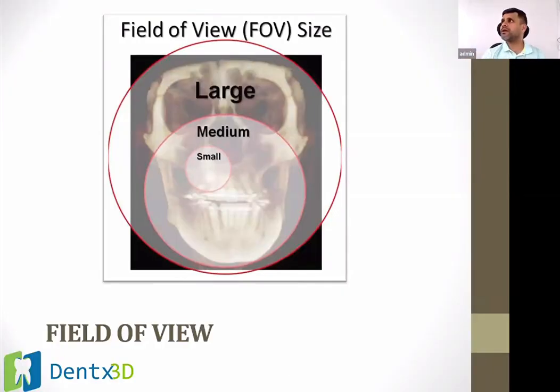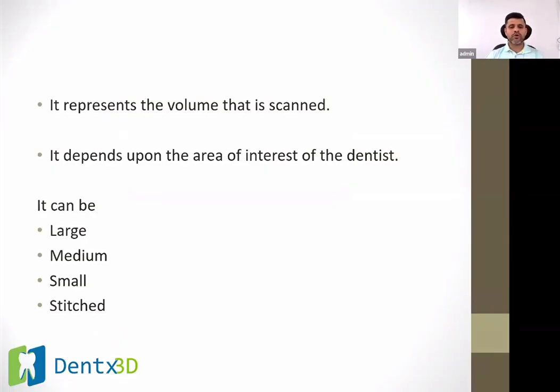The next important thing in CBCT is field of view. Field of view is nothing but the area which is covered by the scan. This field of view can be large, medium, small, or stitched. Now, this field of view is always measured in centimeters. Whenever it is small, we call it a 5 by 5 or 4 by 4 field. That means it covers 5 centimeter by 5 centimeter by 5 centimeter in volume. 4 by 4 will cover 4 centimeters in volume. So that is how our field of view is measured.